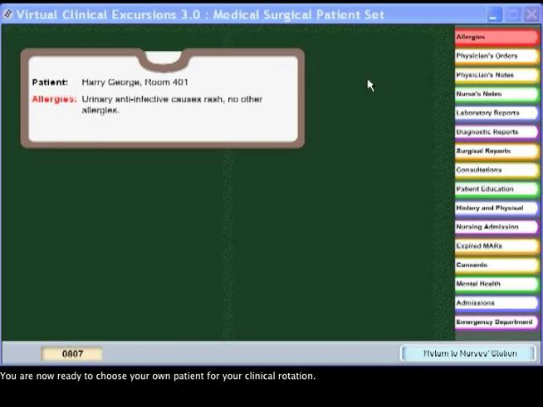You are now ready to choose your own patient for your clinical rotation. Practice navigating through a chart using the virtual clinical excursion until you get comfortable with the process. Review the different parts of the patient's chart as you care for the patient throughout the shift. And lastly, please ask your clinical instructors for assistance if you're having difficulties. This concludes the standard clinical preparation.